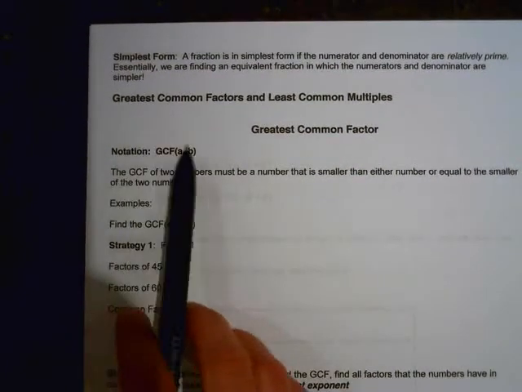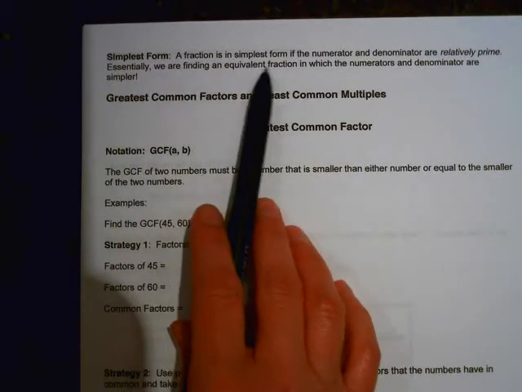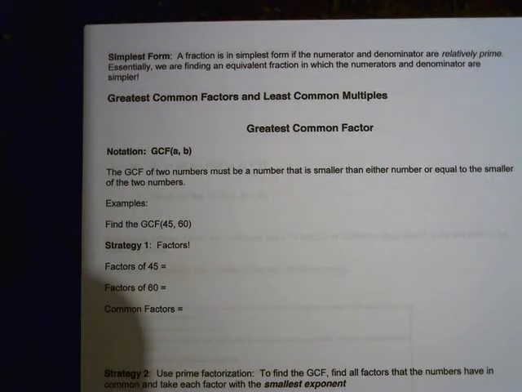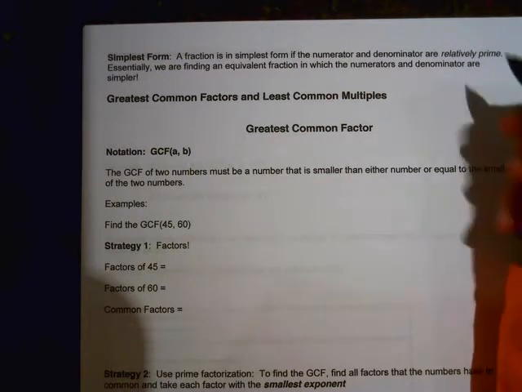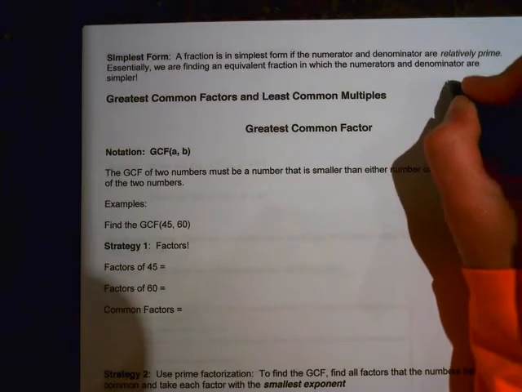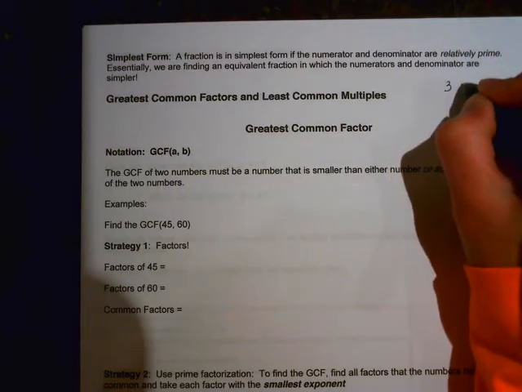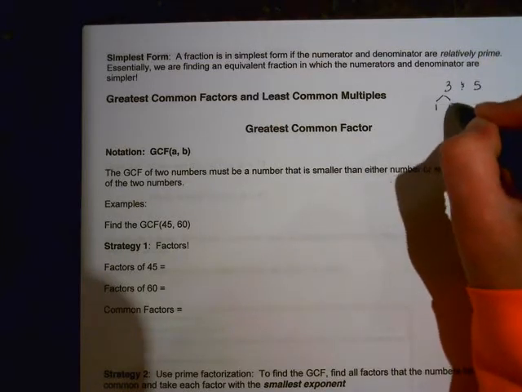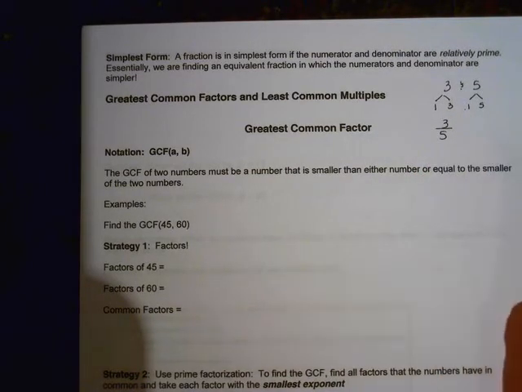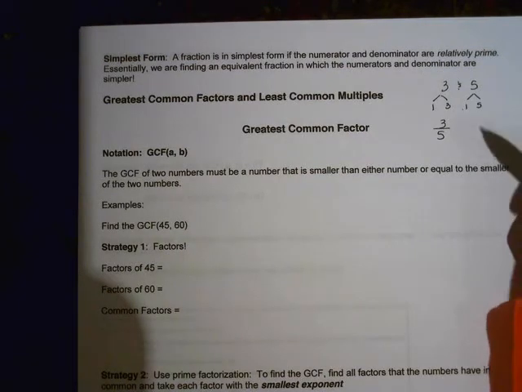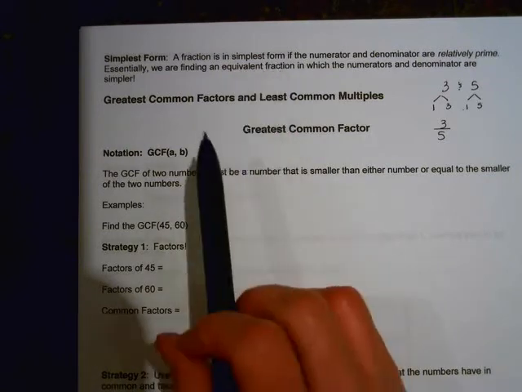So a fraction in simplest form is if the numerator and denominator are what are called relatively prime. Let's talk about what relatively prime means. Relatively prime numbers are numbers that have no common factor other than 1. So for example, 3 and 5 are relatively prime because the only common factor they have is 1. So the fraction 3/5 would be what's called in simplest form. Okay? So we're going to use this to be able to understand how to get fractions in simplest form. It will all come together, I promise.